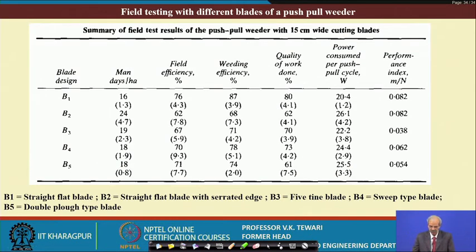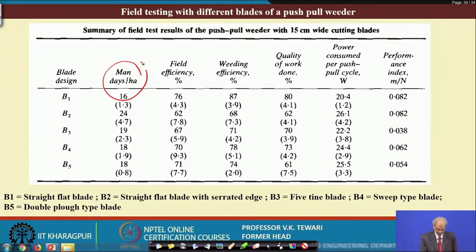Field testing with different blades of a push pull type weeder. Now, we have used this weeder 15 centimeter wide, and then one for 20 centimeter. So, we have used all the details. What are those details? We had talked of the performance. When we are talking of the performance, man days per hectare is one consideration, just to have it and look at it.